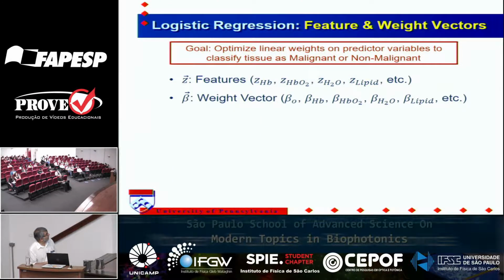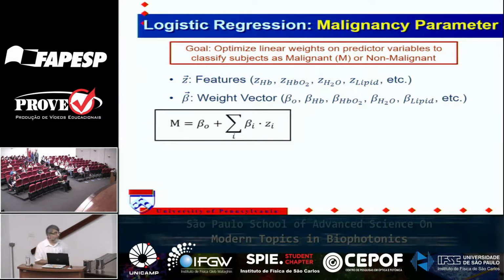And then I'm going to define a weight vector, which is essentially a weighting of how important these different parameters are. And that could be positive or negative. Okay, it could be correlated or anti-correlated. And I'm going to define a malignancy parameter, m, which is basically the dot product of this vector with this vector, okay?